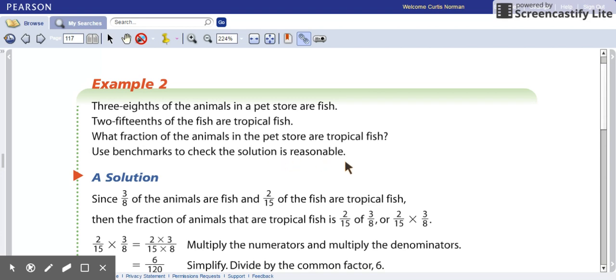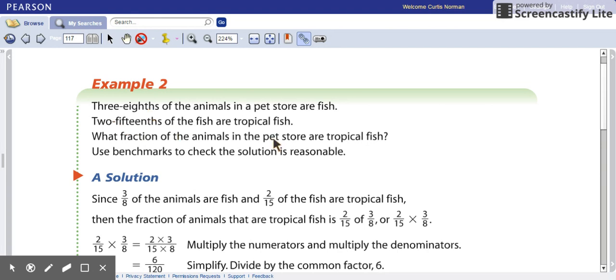Okay, that's a lot of words there. So let's break it down. Let's figure out what are our fractions we're dealing with here. Well, 3/8 of the animals in the pet store are fish. So right now I need to write down 3/8, and then we're saying 2/15 of those fish are tropical. So what we're really asking is, what is 2/15 of 3/8?